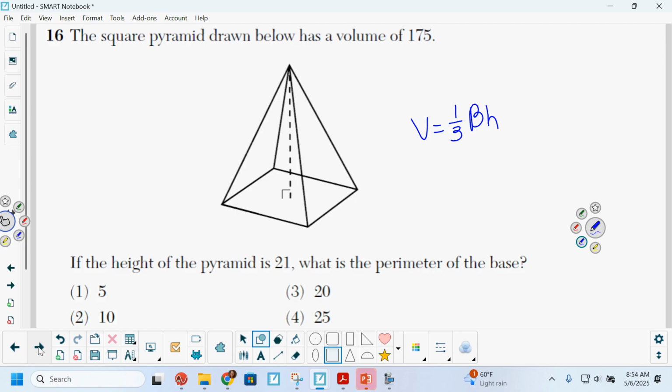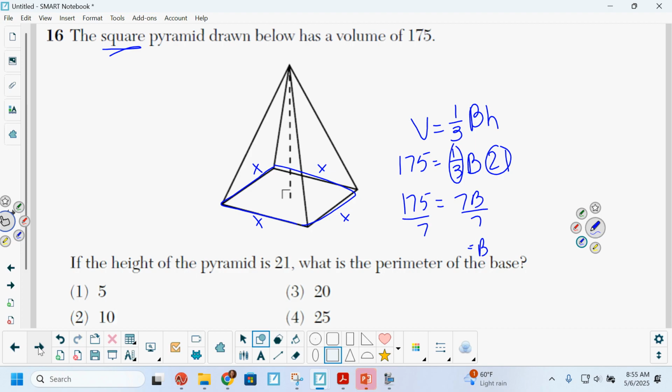And I know it's 175. I'm also told it's a square pyramid, which means that this base here is square. So all of these sides are the same. And our height is 21. So I'm going to do 1/3 times 21 is 7. And then I'm going to divide by the 7. And 175 divided by 7 is 25. So that's the base area. This base area is 25.